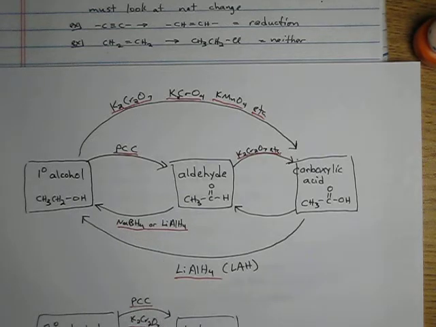Now, the most obvious choice here is sodium borohydride. It is much less nasty. It is not nearly as dangerous as lithium aluminum hydride is. If you have an aldehyde and you want to reduce it to a primary alcohol, using lithium aluminum hydride is just super overkill. It's just not necessary.